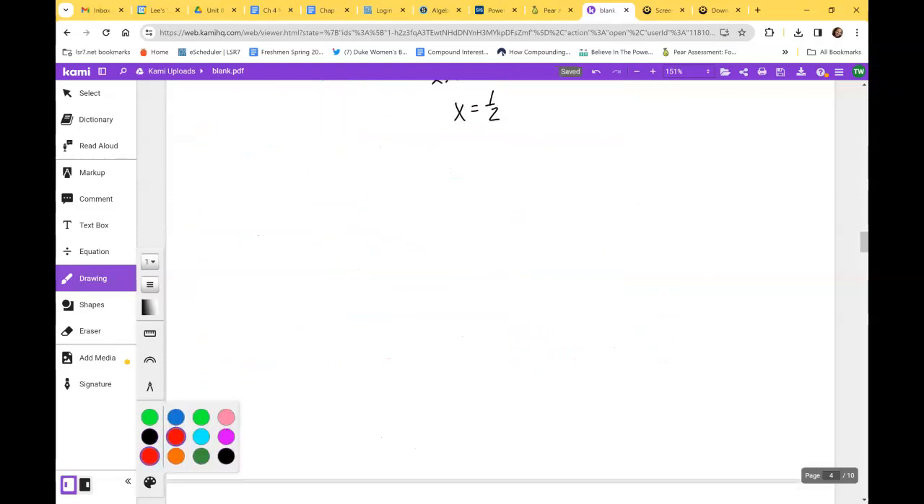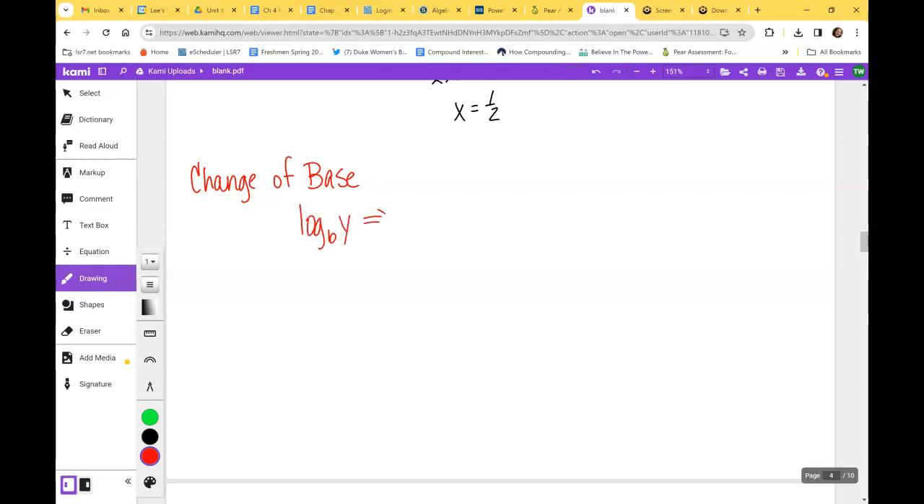The other way we can do it is a change of base. Make sure you pay attention to if it says change of base or not. If the instructions say change of base, then you have to use the change of base. And that's where we take log base b of y. And since we can't put anything but a log 10 in your calculator, we make it into a log 10. And we make this the log of the argument over the log of the base.